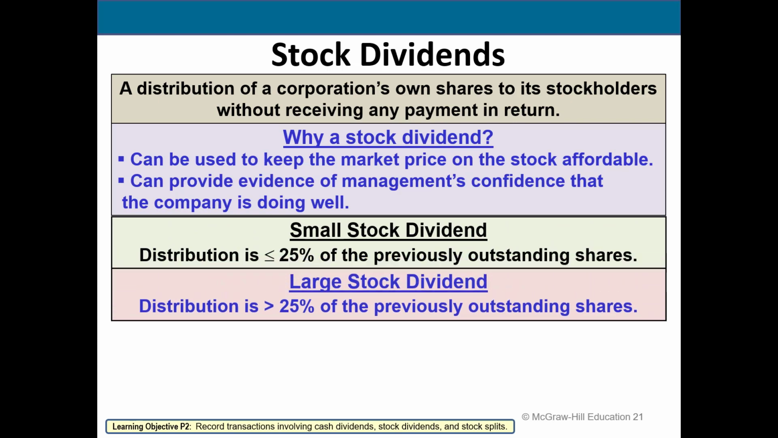Instead of a cash dividend, a company can issue stock dividends. So they're issuing additional shares of stock. And a stock dividend is separated into either a small stock dividend, which is less than or equal to 25% of the outstanding shares, or a large stock dividend, which is greater than 25%.